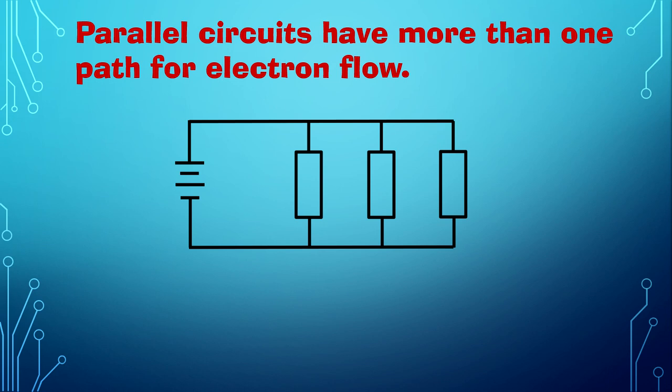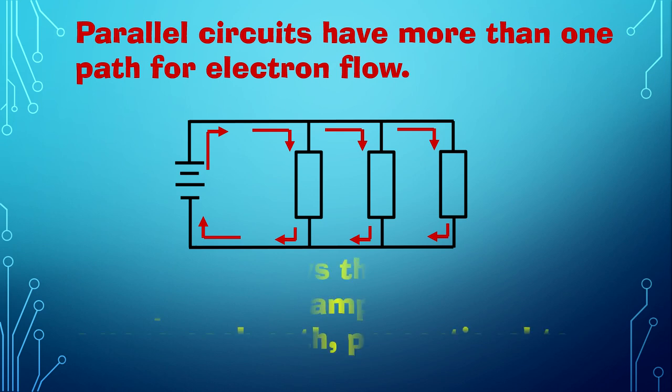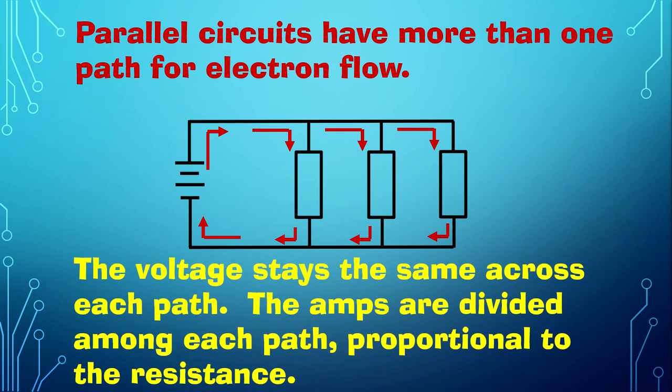The thing about parallel circuits, there's more than one path for the electrons to flow. So our amps will be divided up over each of those branches in a parallel circuit. The voltage is going to stay the same across each of those branches. Okay, so the current gets divided up, but the voltage, or you can kind of think of that as the pressure, stays the same.